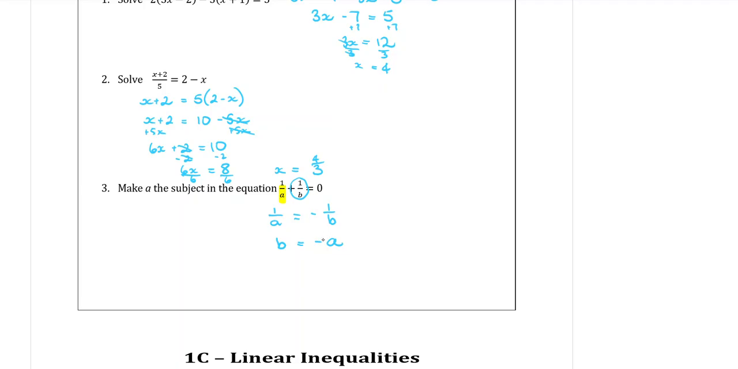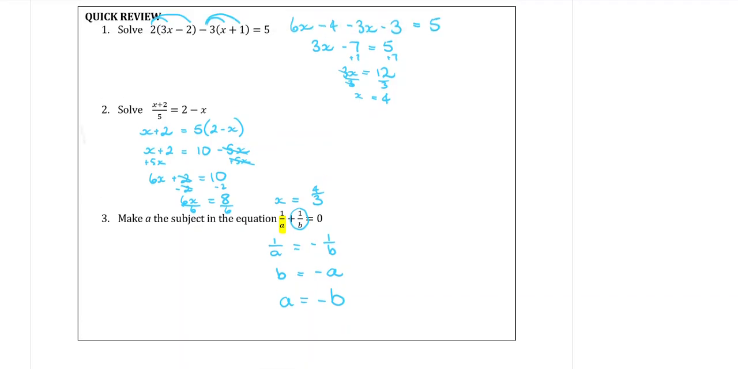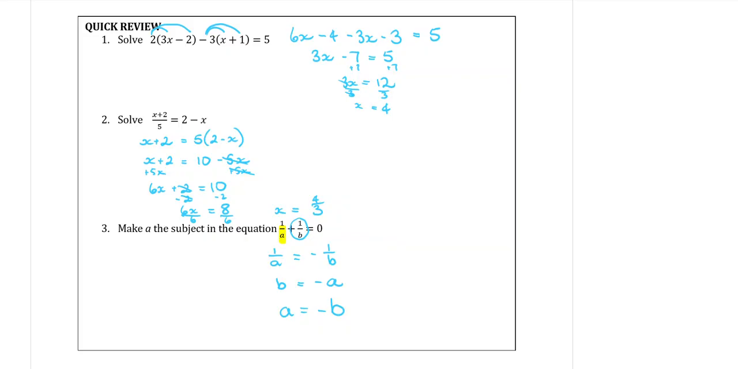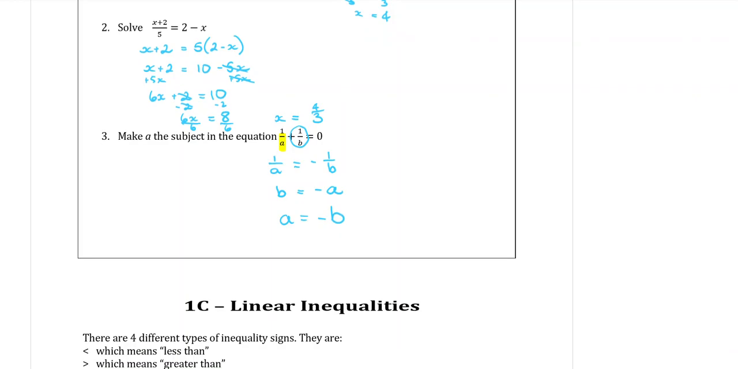Or, if I want the A by itself, all I do is divide by negative 1 to move the minus over to the other side, and it would be A is equal to negative B. So those are the questions. Some of them are a bit tricky, but that's what we've been doing in the previous lesson. So if you're struggling with that, you may need a bit of extra practice in there.